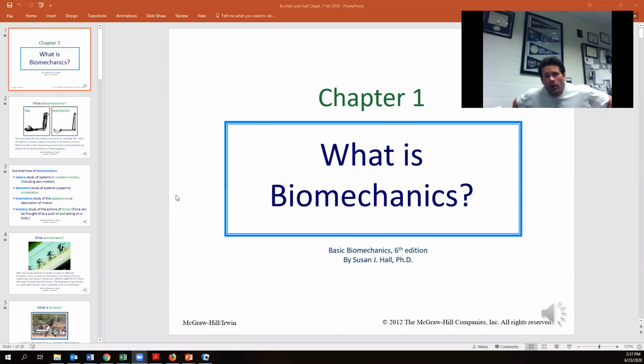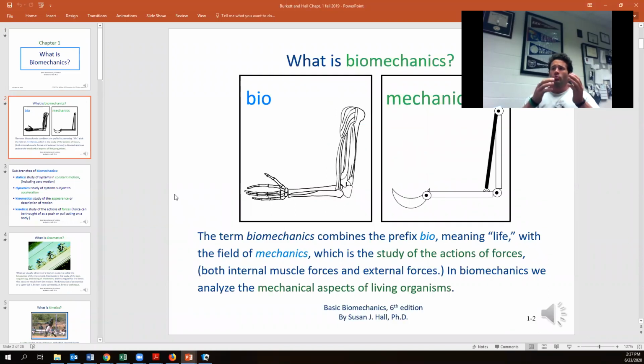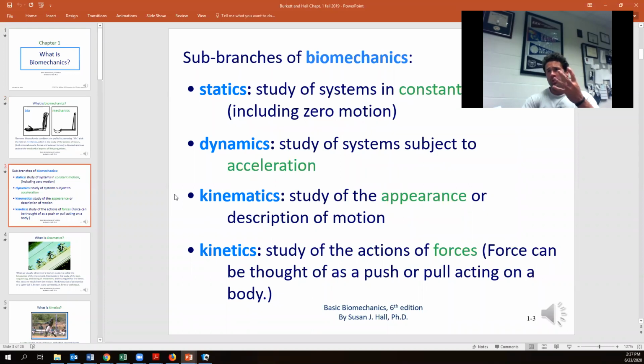All right, folks, today we're going to go ahead and talk about what is biomechanics. Really, what biomechanics comes down to is the combination of both life and the mechanics, meaning we're talking about physics. So we're really looking at mechanical movement in living organisms. And that's going to be divided into four basic sub-branches.